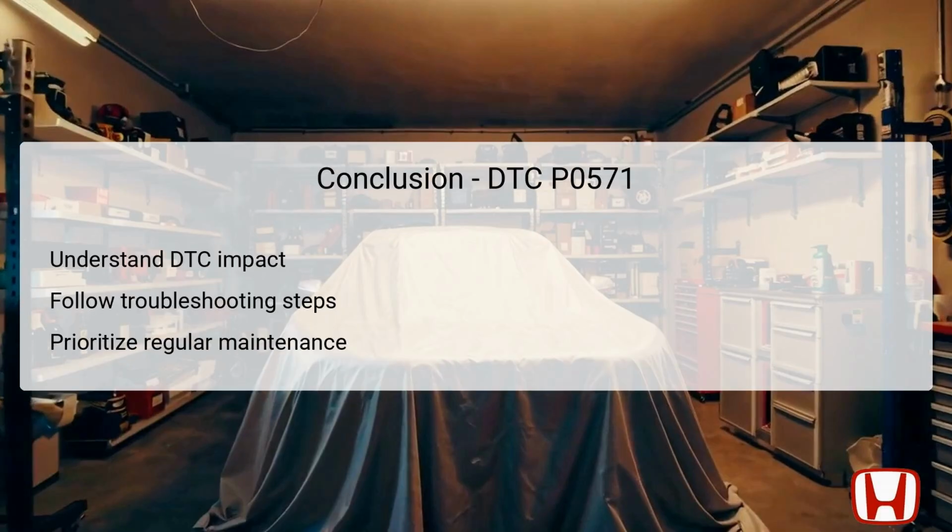To summarize, DTC P0571 represents a malfunction in the brake pedal position switch circuit, which can impact crucial vehicle functions such as braking and cruise control. Understanding the implications of this DTC is vital for ensuring safe driving and preventing accidents. By adhering to structured troubleshooting steps, technicians can systematically identify the root cause of the issue, whether it's the switch, wiring, or the PCM itself.